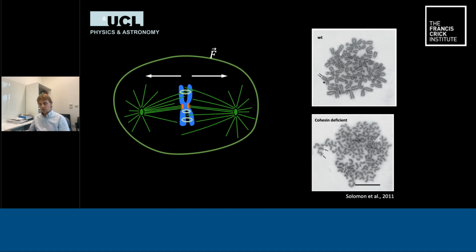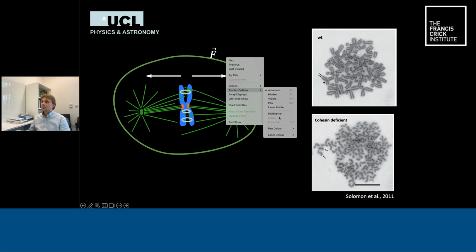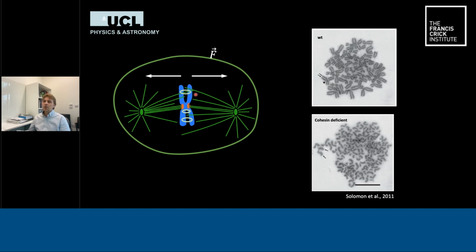Cohesin was originally identified as a factor essential for cohesion. When cells divide, cohesin holds two sister chromatids together until they separate. If cohesin is depleted, you can see in this old picture that the chromosomes fall apart. The essential ability of cohesin in cohesion is to resist the forces generated by the mitotic spindle, as shown here. Let me just take the pointer. As shown here, tension builds up on the sister chromosomes, which is essential for ensuring accurate chromosome segregation.